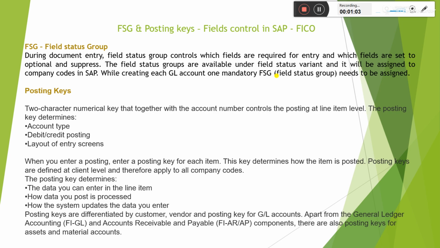Yeah, that's the field status group in simple words. It's related to the company code specific object. If we talk about the posting keys, they are at the client level. Whatever modification you do at a posting key level, you can also control the fields the way you control them in a field status group. But whatever modification you do in a field status group will impact only the company codes assigned to that particular field status variant.